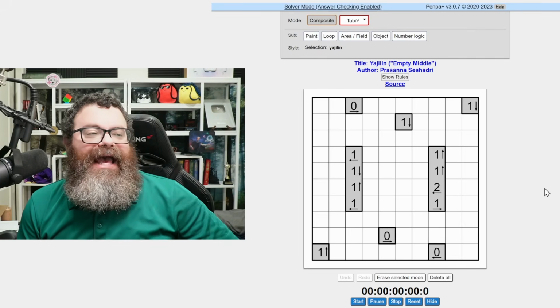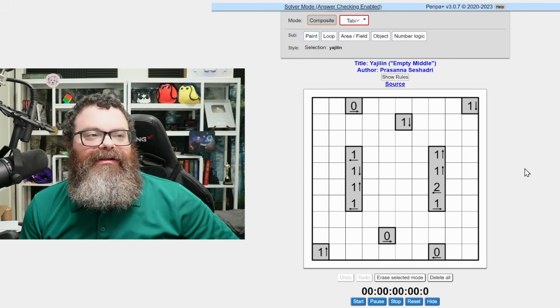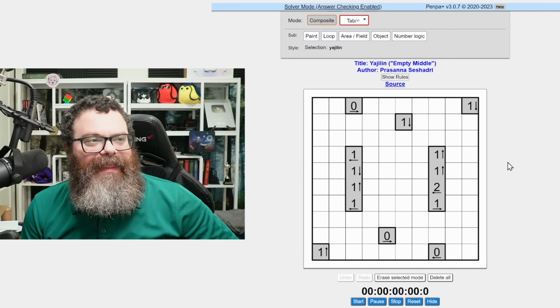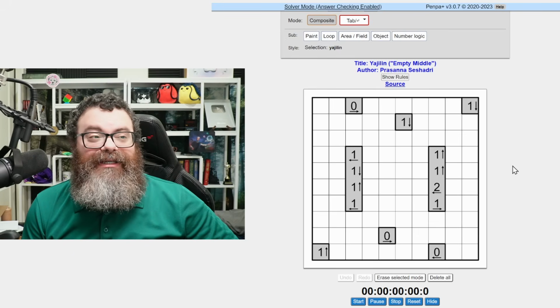Hello, let's solve a Yajilin puzzle. This is called Empty Middle by Prasanna Seshadri. I sourced this from GM Puzzles. There's a link in the description.